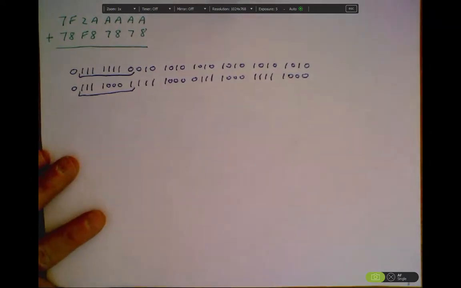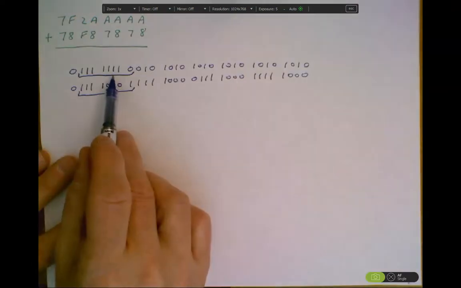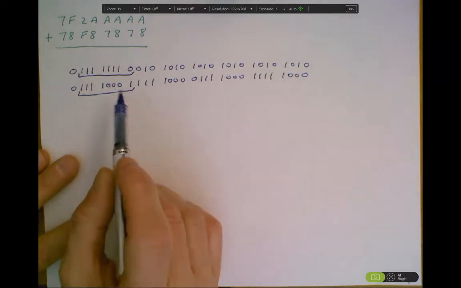Next step is, if you think about it, I don't really care what the actual exponents are. What I care about is the difference in the exponents, because that's going to tell me how much to shift the smaller value over. By the way, I can see the top number has the bigger exponent. So I'm going to be shifting the lower number.